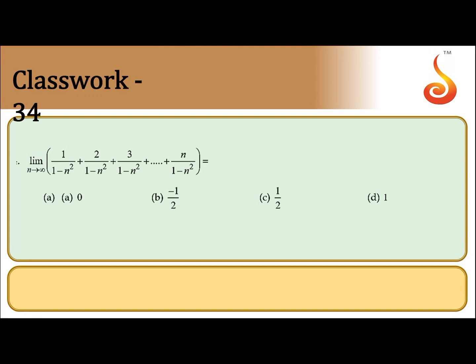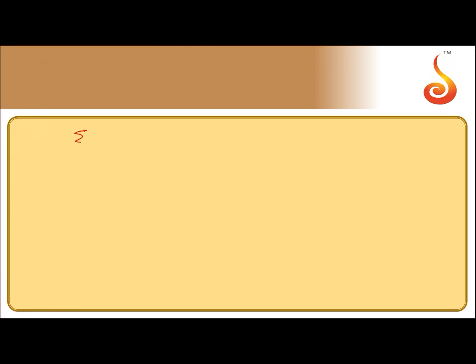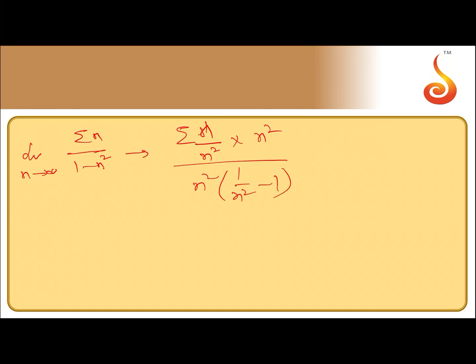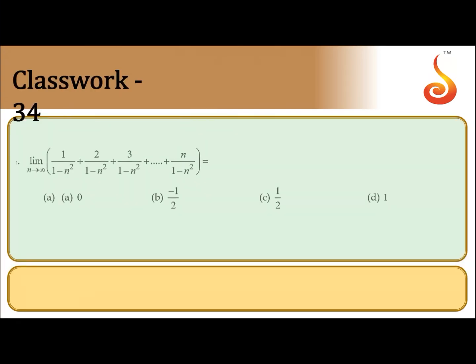Coming to the next one, of course the same limit continuation. The LCM is the same, the numerator is sigma n. So therefore it is sigma n divided by 1 minus n square, limit n tends to infinity. As I told you, this can be written as sigma n divided by n square, multiplied by n square divided by n square taken common, 1 by n square minus 1. So that these two get cancelled. As n tends to infinity, the answer for this one is 1 by 2 divided by 0 minus 1. So the result of the problem is minus half. Answer is equal to minus half.